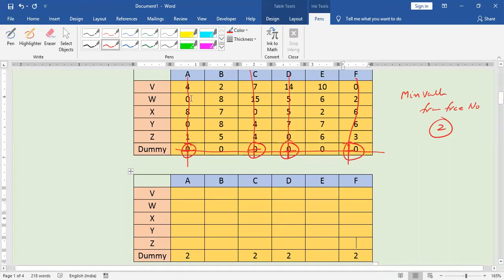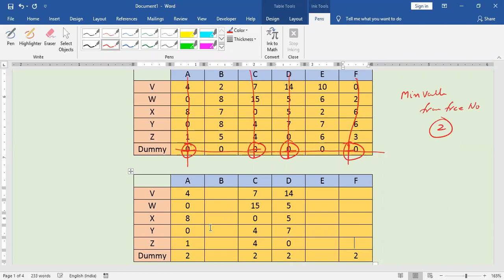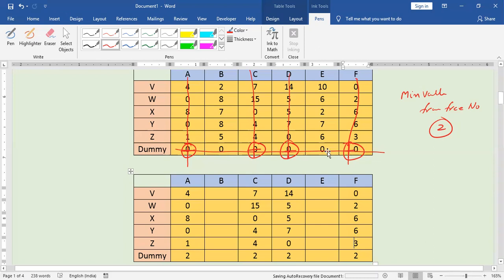If a line is passing through numbers like 4, 0, 8, 0, 1, 7, 15, 0, 4, 4, 14, 5, 5, 7, 0, 0, 2, 6, 6, 3, in this case, a line is passing. So these numbers stay as they are. So 4, 0, 8, 0, 1, 7, 15, 0, 4, 4 as it is. And 14, 5, 5, 7, 0 as it is, and 0, 2, 6, 6, 3 as it is. And in the last row, the dummy row, again 0 and 0, there are two 0s where lines are passing. So these numbers are also the same.